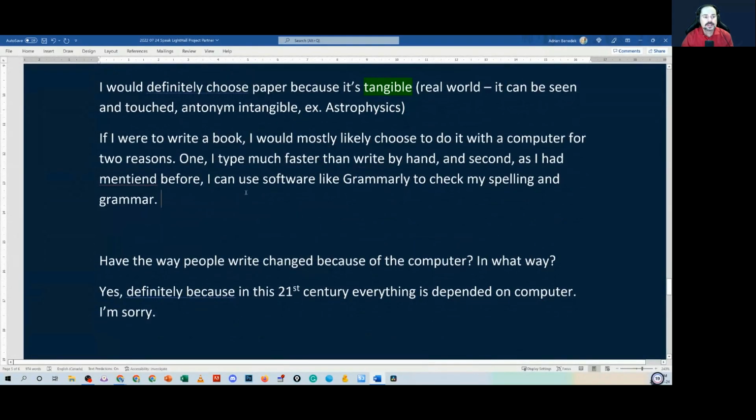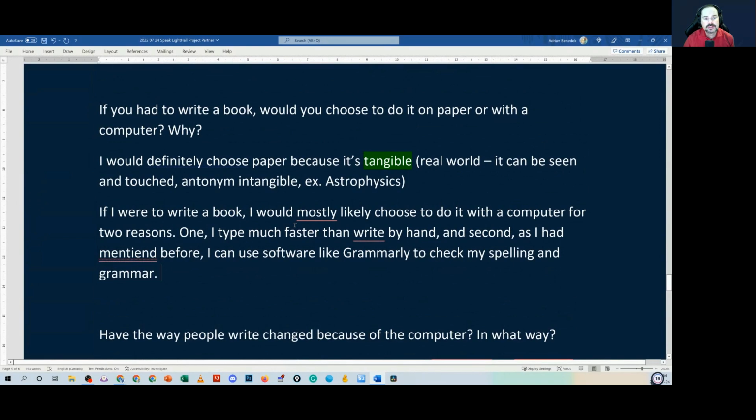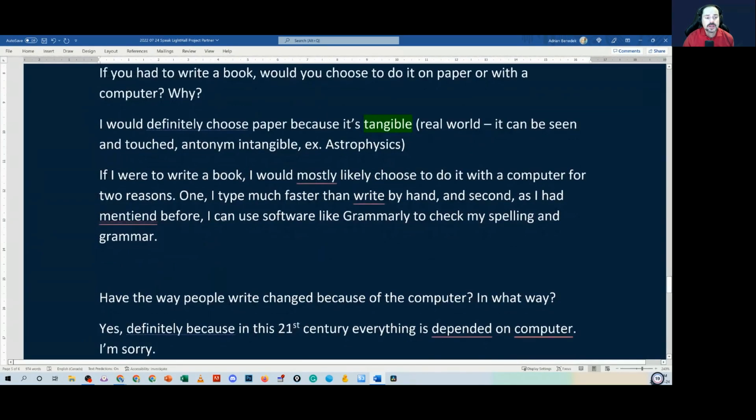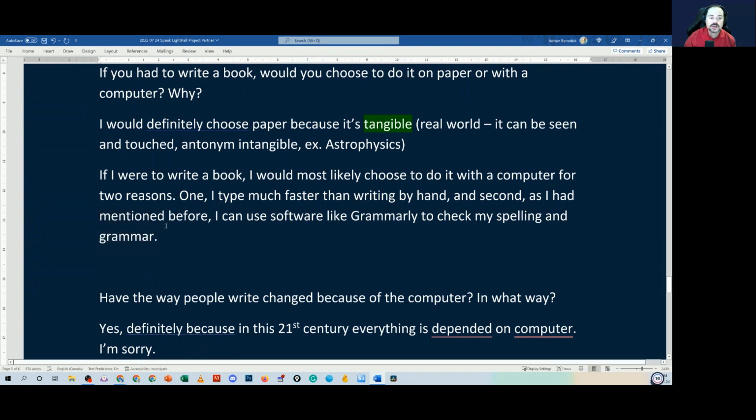Okay, and that's it. So if you had to write a book, would you choose to do it on paper or with a computer? If I were to write a book, I would most likely choose to do it with a computer for two reasons. One, I type much faster than writing by hand. And second, as I had mentioned before, I can use software like Grammarly to check my spelling and grammar. And I just did that using Grammarly. So point in case.